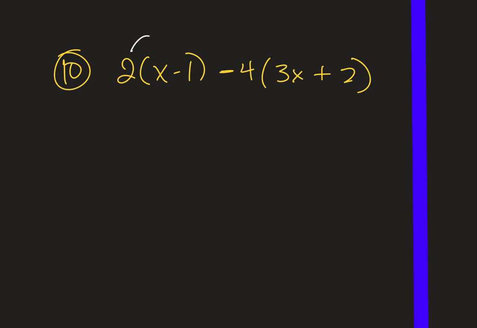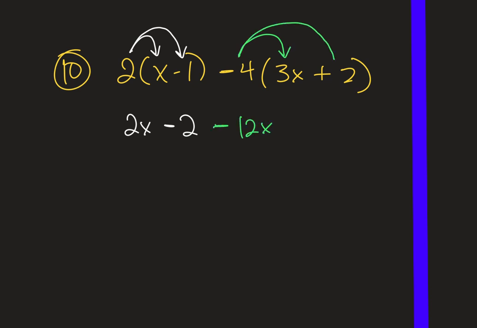All right, 2 times x, 2x. 2 times negative 1, negative 2. Negative 4 times 3x is negative 12x. Negative 4 times positive 2 is negative 8. Combining like terms, we get negative 10x minus 10.